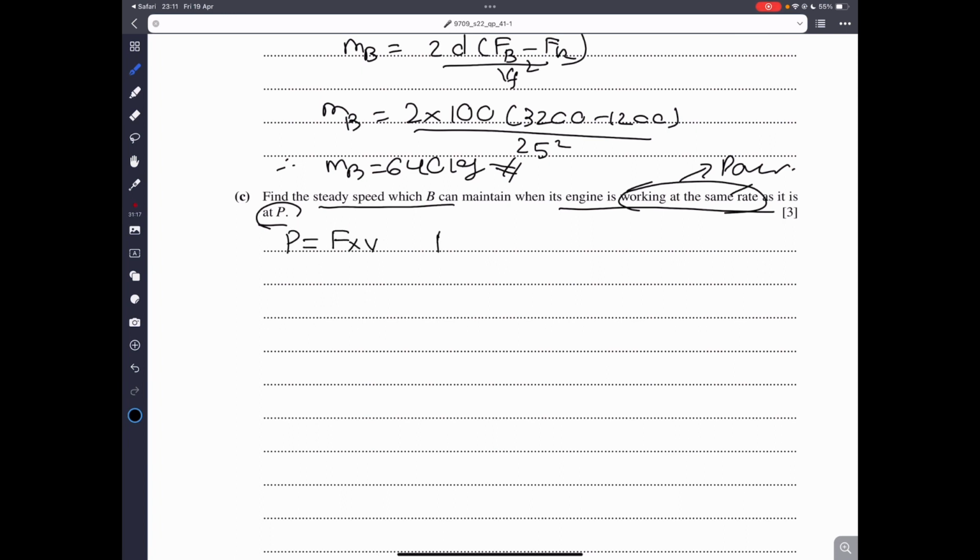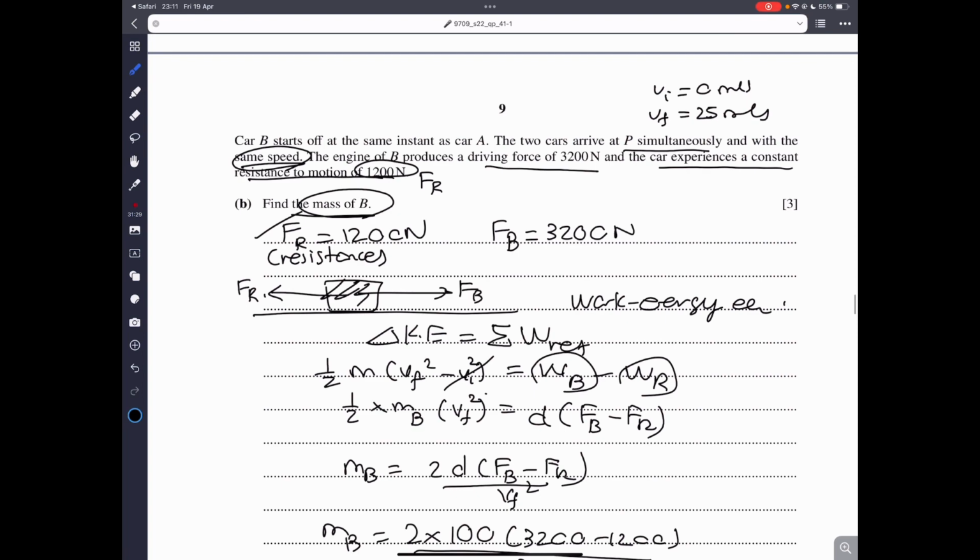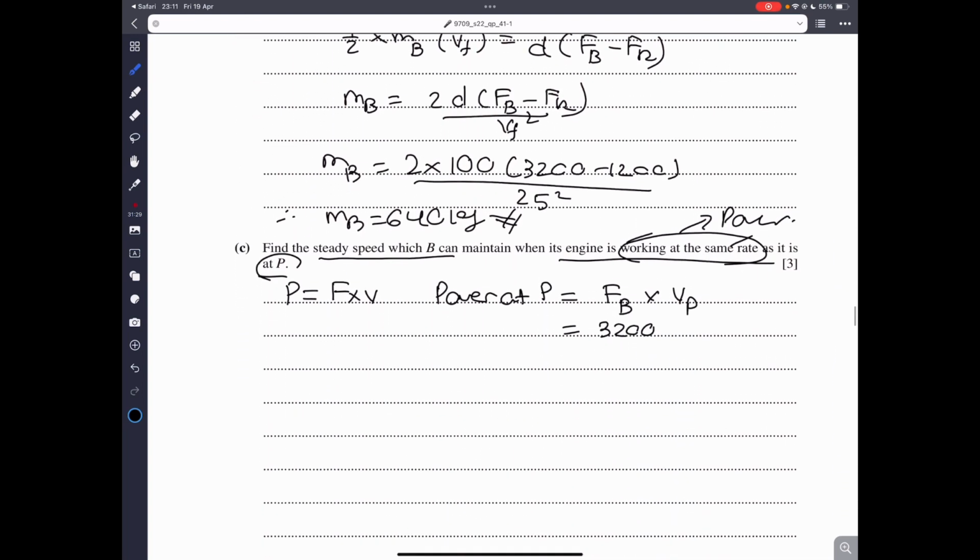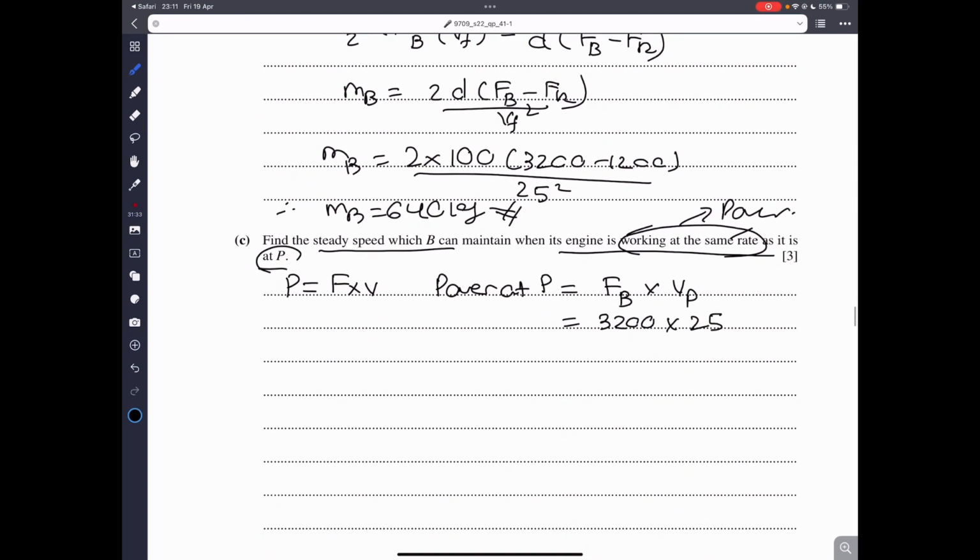So the power at P is equal to the driving force times the velocity at P. So this is 3,200, which is produced by car B, times the velocity, which is 25. So this produces a driving force power of 80 kilowatts, or 80,000 watts, okay?